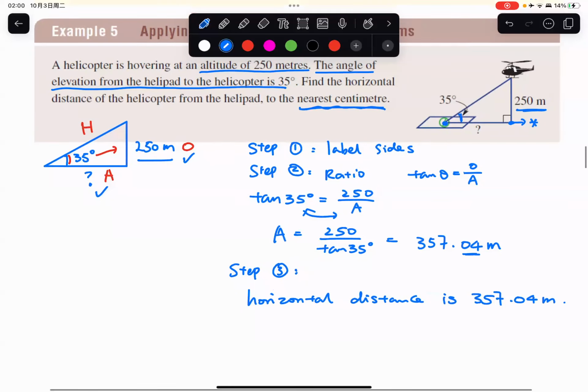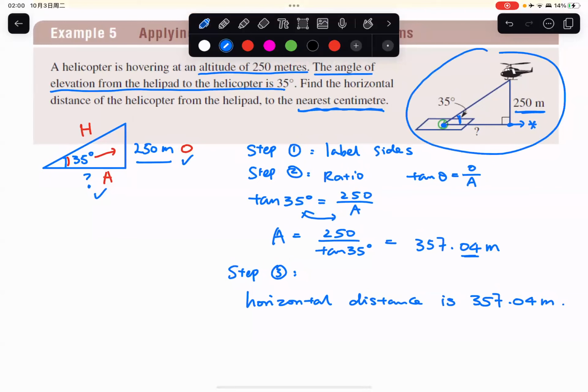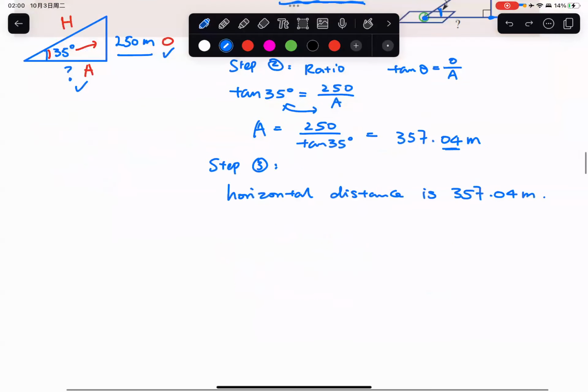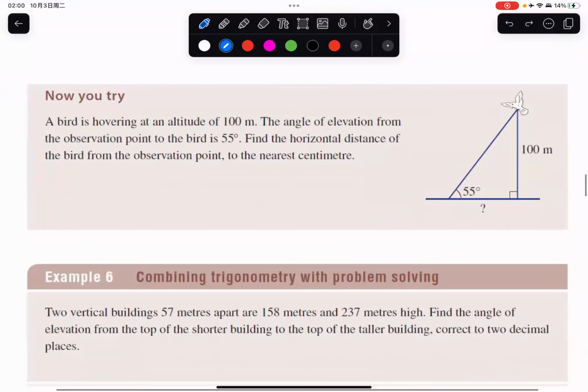You can see that if they sketch the diagram for you, the question is really easy. You just need to follow what we've done in 4A or 4B. But if they don't sketch it for you, then you need to do it by yourself. You can try the next one later. It's a very similar question: we know the angle of elevation and we know the height, and it's asking for the distance. You can try it after we finish.